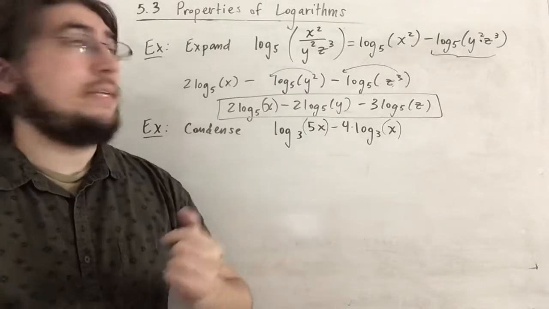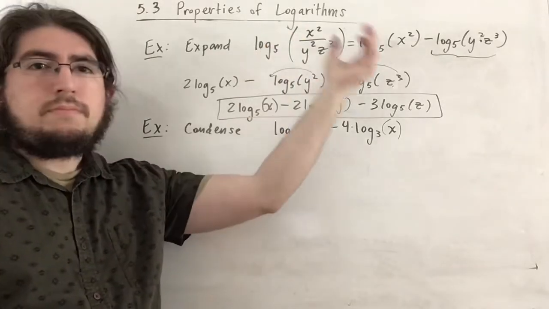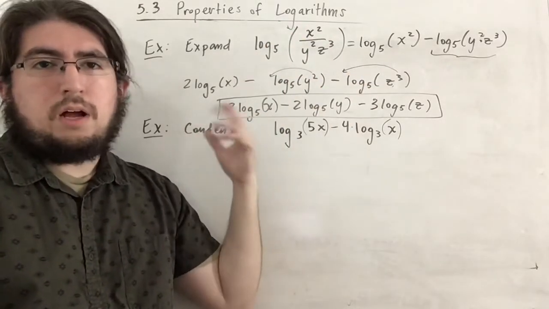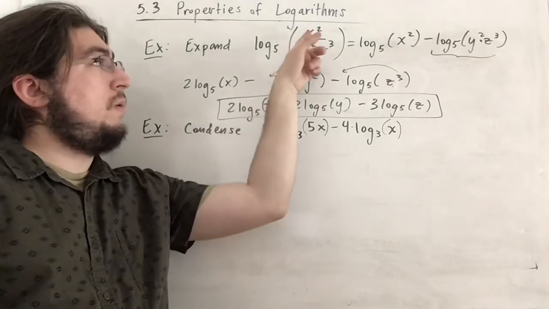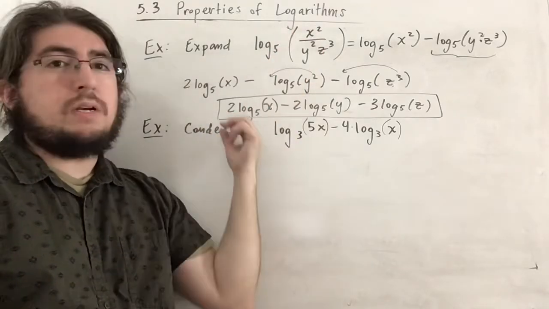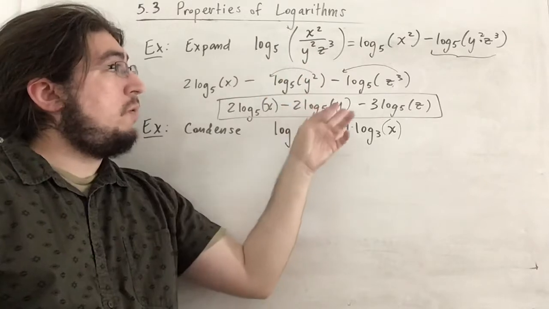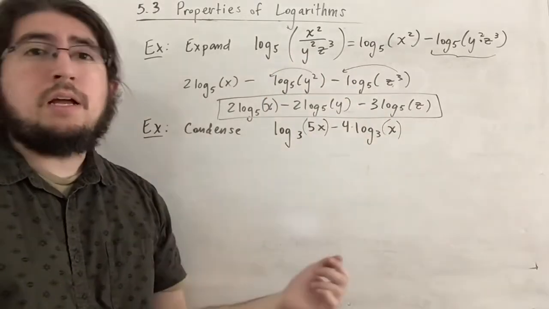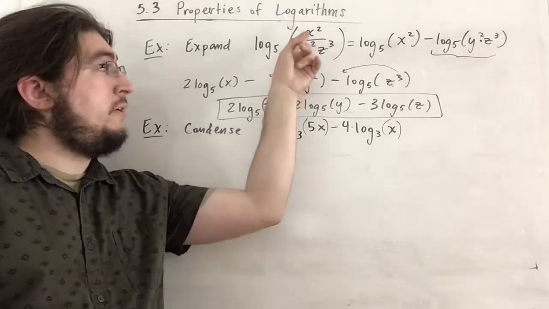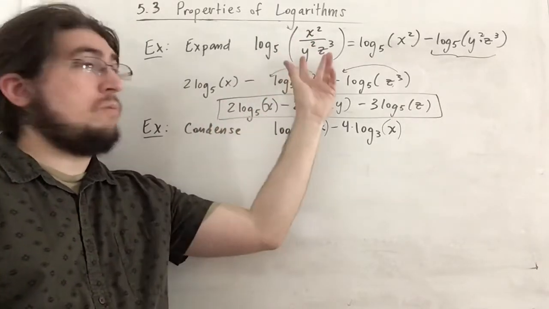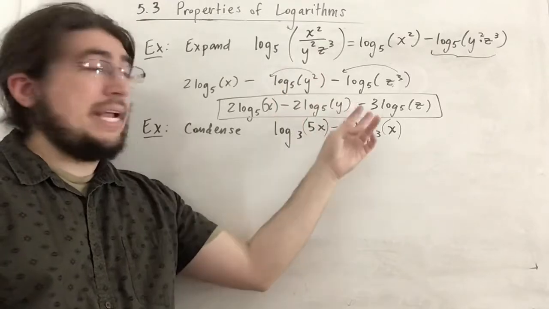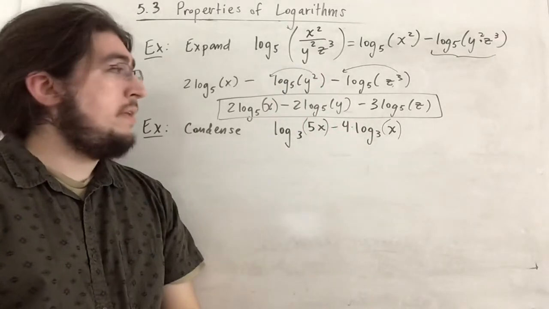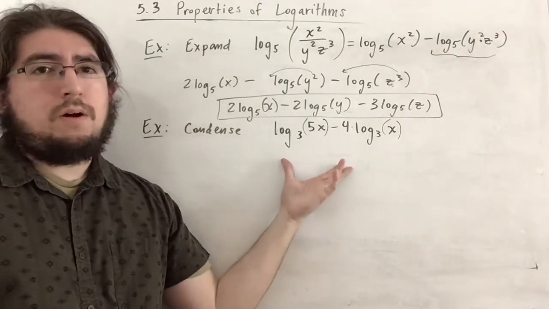Any powers are just in front of those logs with those insides. So notice the one with x inside has a 2 on the outside, the one with y on the inside has a 2 on the outside, and the one with the z on the inside has a 3 on the outside. Also, anything that was in the numerator is a positive term. Anything that was in the denominator is a negative term. And that's basically it. And now here, we're going to do the opposite.